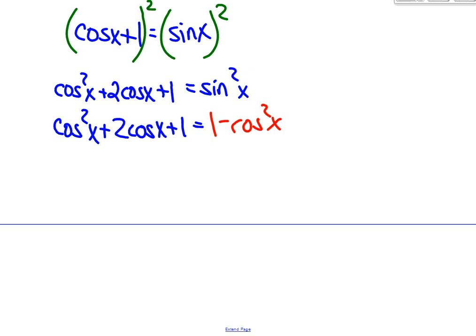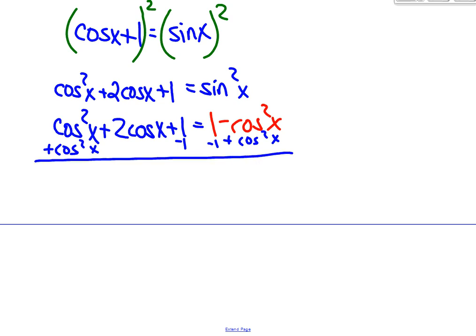And I thought about subtracting that over at the same time, but now I'm going to do that. So when I subtract 1 from both sides, then they cancel out in both of them. I'm going to add cosine squared x. And so what that's going to give me is 2 cosine squared x plus 2 cosine x equals 0. And do you agree that's kind of pretty desirable, right? That's going to be pretty good.